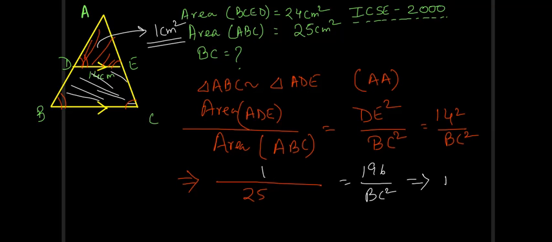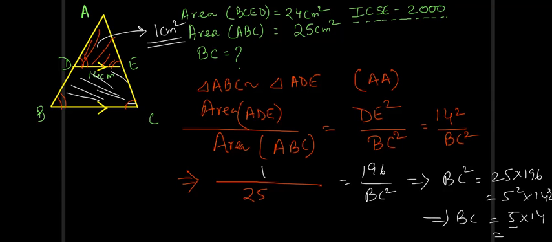So from here I can calculate BC, right? 25 into 196, that is 5 square into 14 square. So what is BC? BC is 5 into 14, that is 70 centimeter. Okay, so see, this kind of problems are asked. I have directly used the formula that the areas of two similar triangles are in the ratio of the squares of their corresponding sides. So that was it, nothing else. So I have solved the problem right now.